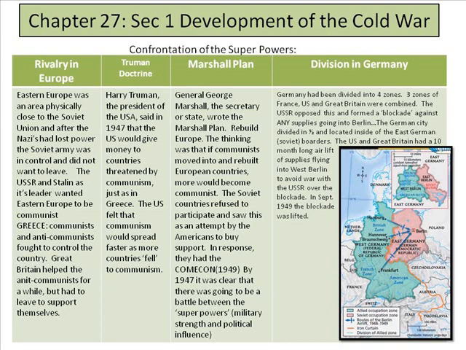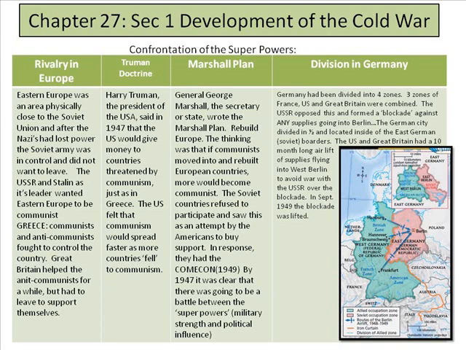The Truman Doctrine. Harry Truman, the President of the United States, who did drop the atomic bomb onto Hiroshima and Nagasaki, said in 1947 that the U.S. would give money to countries threatened by communism, just as in Greece. The U.S. felt that communism would spread faster as more countries fell to communism.